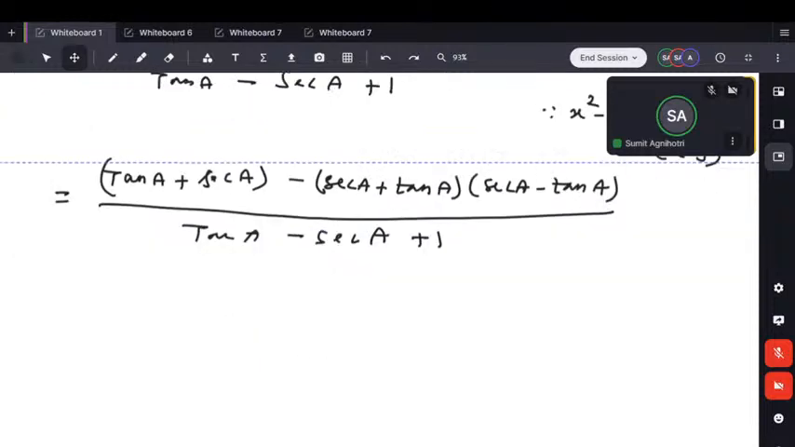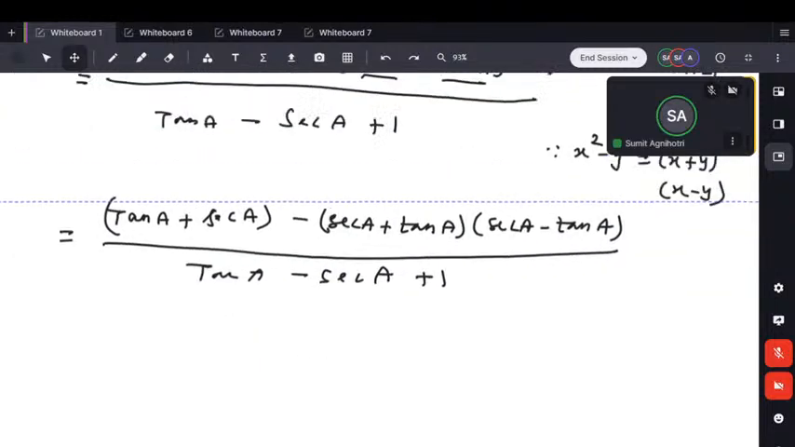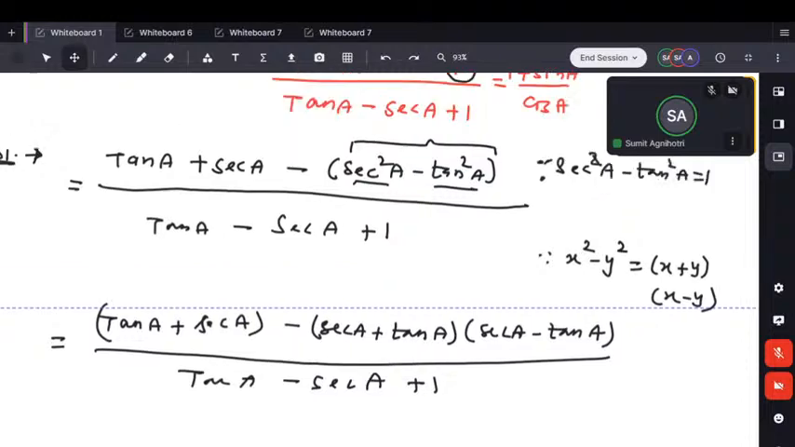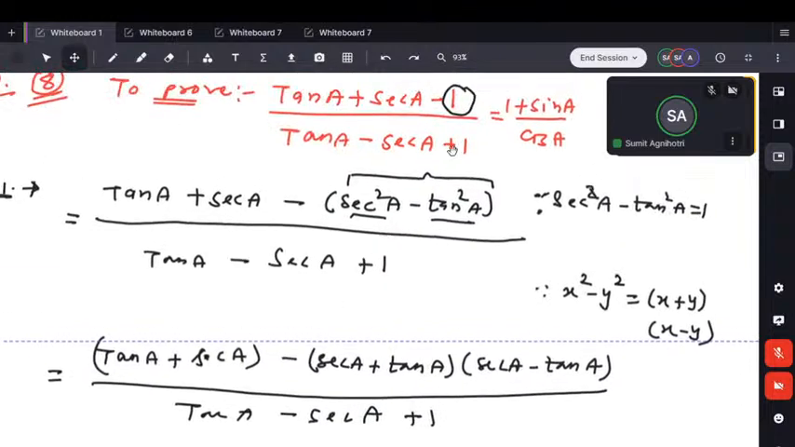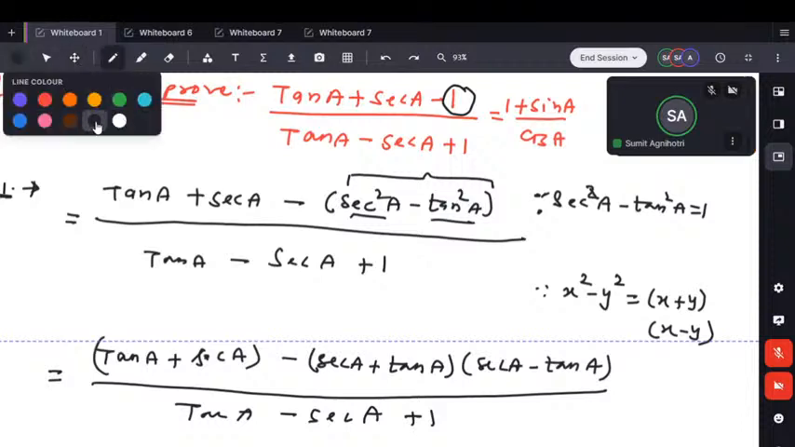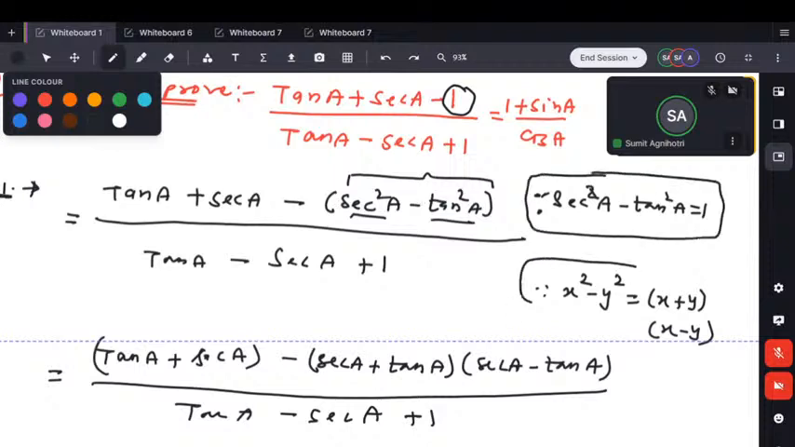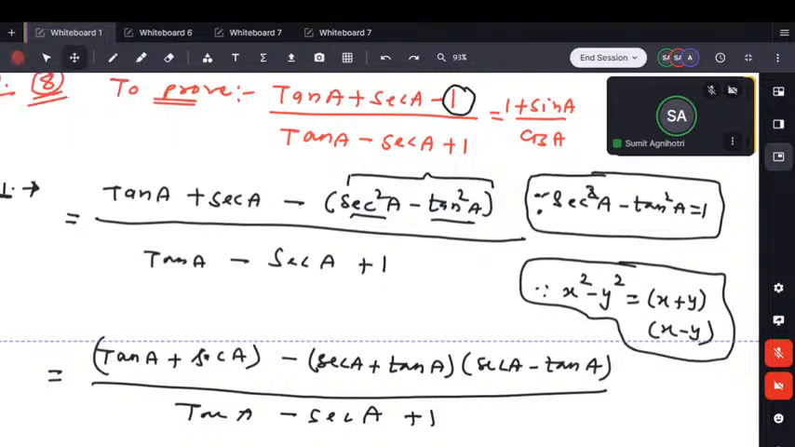Okay. Now first you observe it, the step is quite interesting. In the place of 1 we have written sec square A minus tan square A. Then we have applied x square minus y square, x plus y times x minus y. Now we will follow this step.